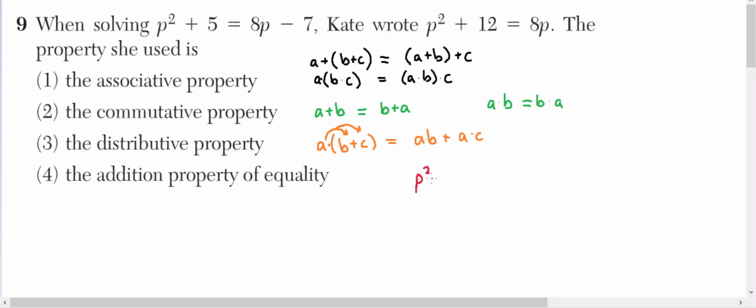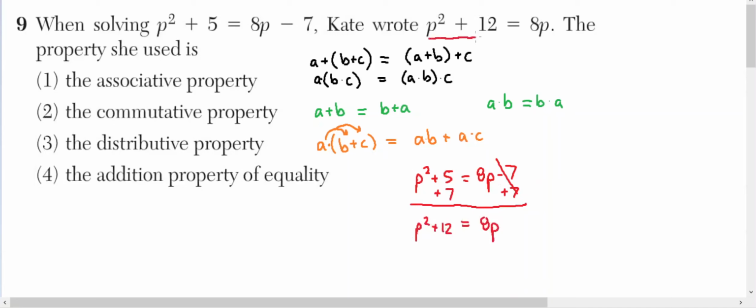So you've got p squared plus 5 is equal to 8p minus 7. And we have p squared plus 12 equals 8p. So the only thing on this side is 8p, so we should get the 7 over. And due to the addition property of equality, we can just cancel out this 7 by adding it. But if you do something to one side, you have to do it to the other. That's all this property is about. So you get p squared plus 12 equals 8p. And that's exactly what happened here. So that's why for question number 9, we choose choice number 4.